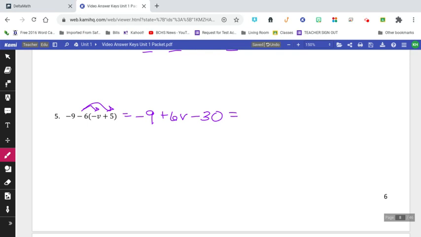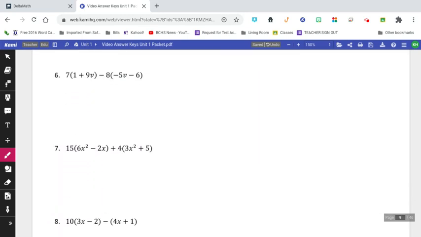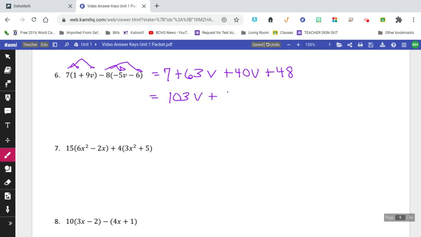Now, it doesn't really matter how you write your answer. You could write it as negative 39 plus 6v. Remember, we did review standard form. And in standard form, a term with a variable will always come before a constant, a plain old number. But either one is fine. Okay. For number 6, distribute the 7. Distribute the negative 8. So again, order doesn't matter, but we get 103v plus 55.